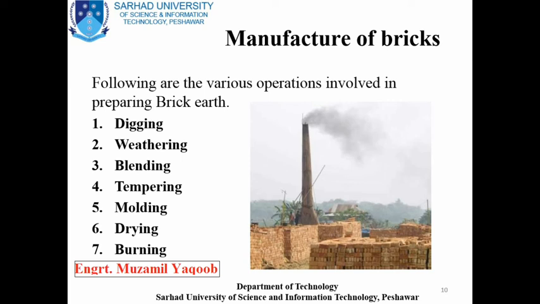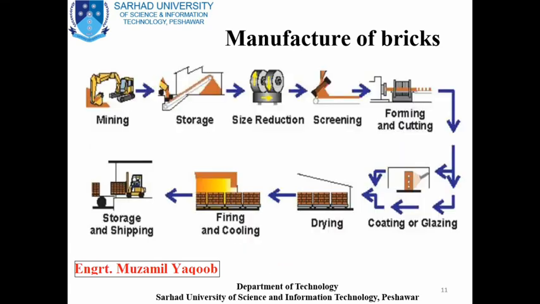After that comes tempering. Tempering is basically the process of improving the hardness of the material. Then comes molding. Molding is the fifth stage in brick manufacturing, meaning shaping the raw material using a mold frame of the required size. Then the second last one is the drying process, and the last stage is burning. So these are the main seven stages of brick manufacturing.